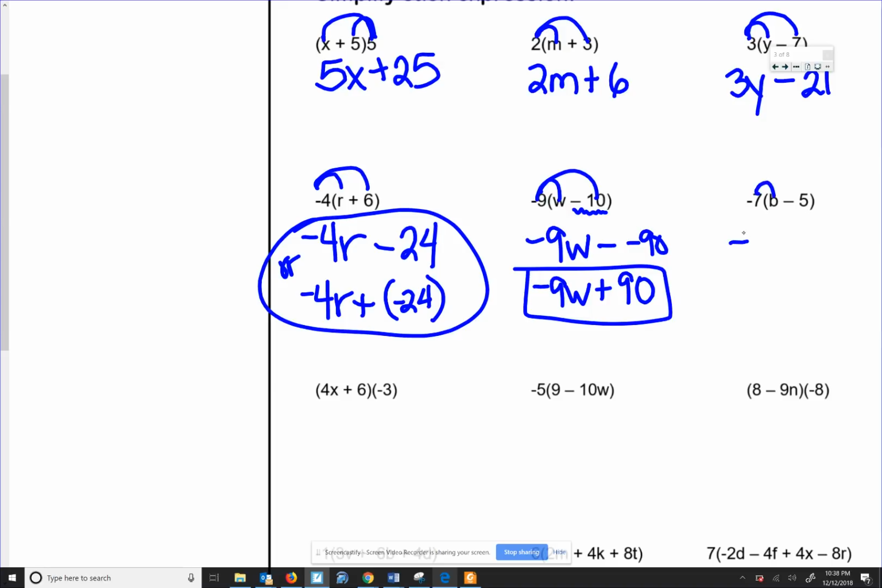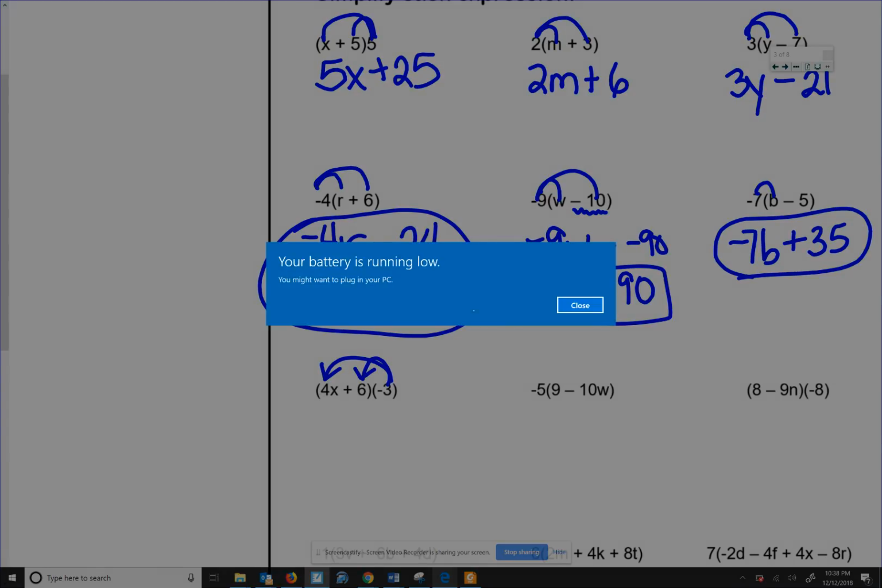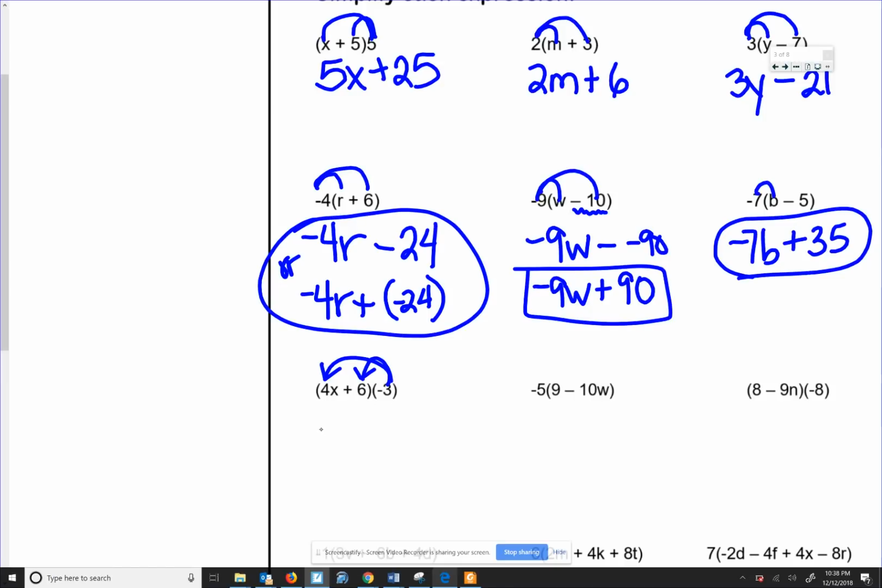Negative 7 times b. Negative 7 times negative 5. Okay? So I want you to think of this as negative 7 times negative 5 is positive 35. Now, the negative 3 is by itself, but it's on the right. You're just going to distribute it forward. So you have 4x times negative 3. That gives me negative 12 times x. I have negative 3 times 6. That's a negative 18. I'm just going to leave it that way.